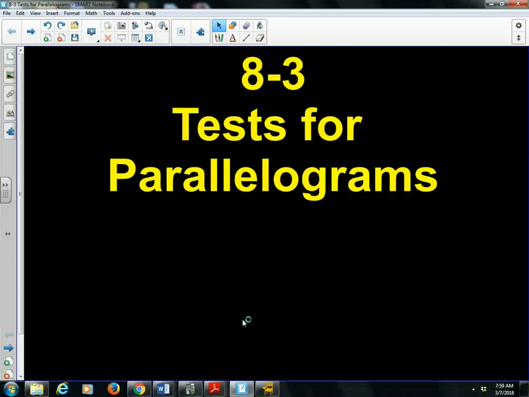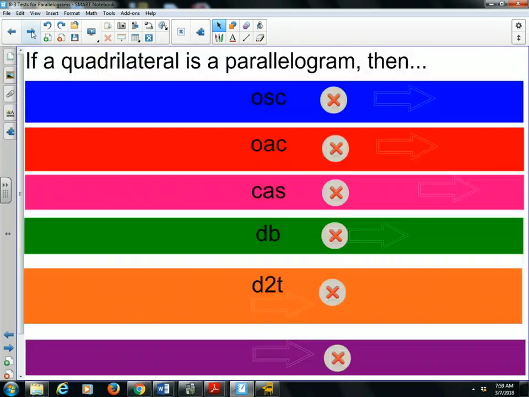Hi everyone, welcome to our video lesson on 8.3, Test for Parallelograms. In 8.2 we talked about properties of parallelograms, and there were 6 properties that we talked about in detail. Today, for Test for Parallelograms, it's kind of like the converse of those 6 properties.